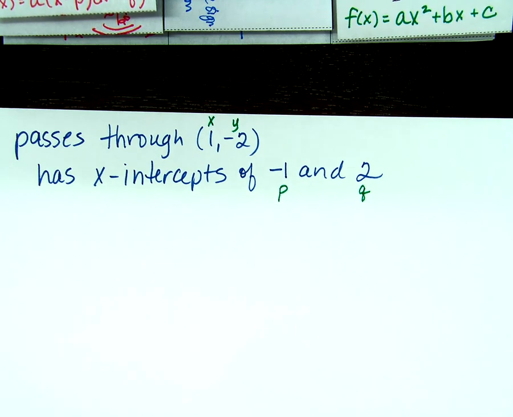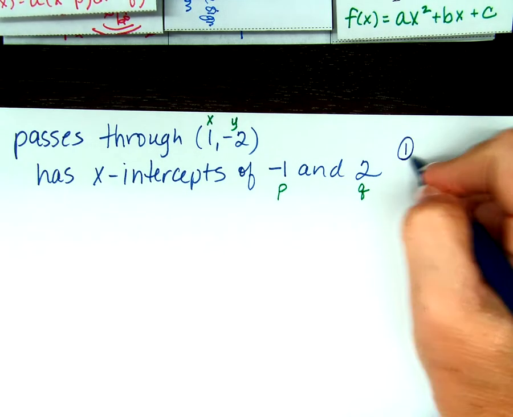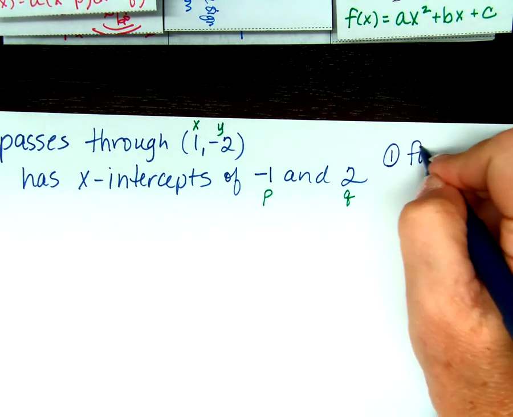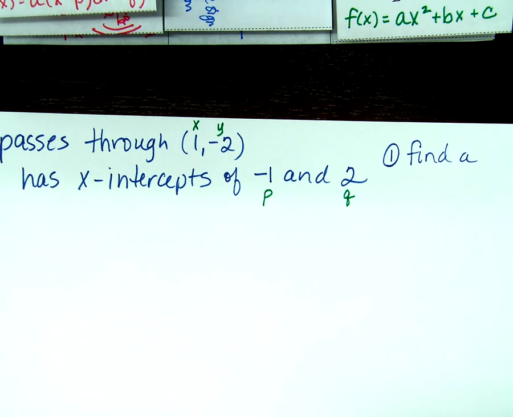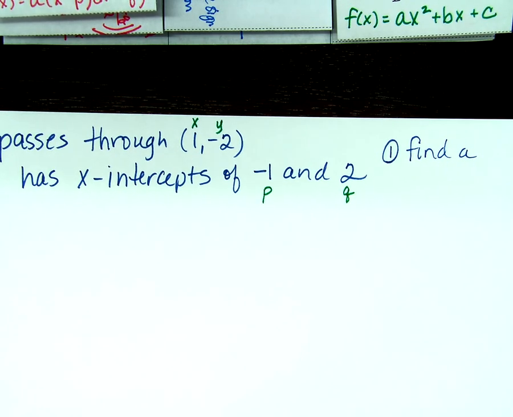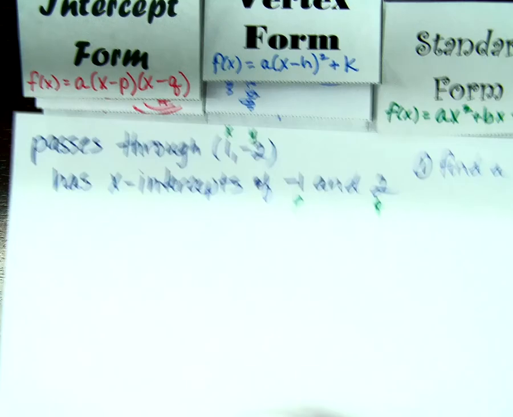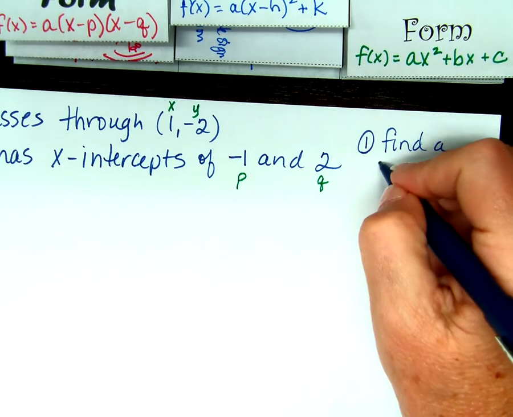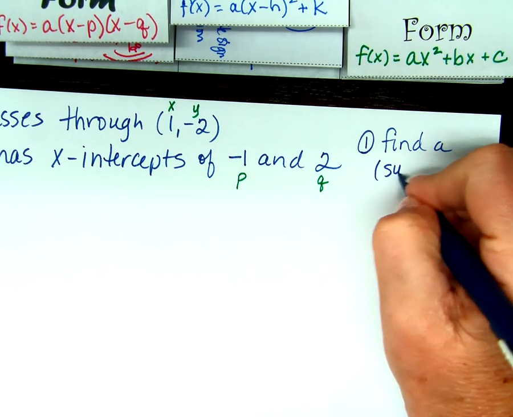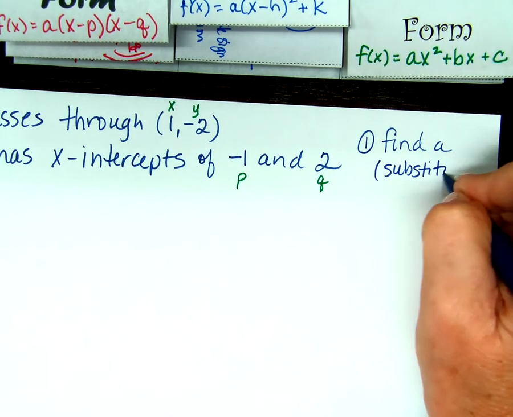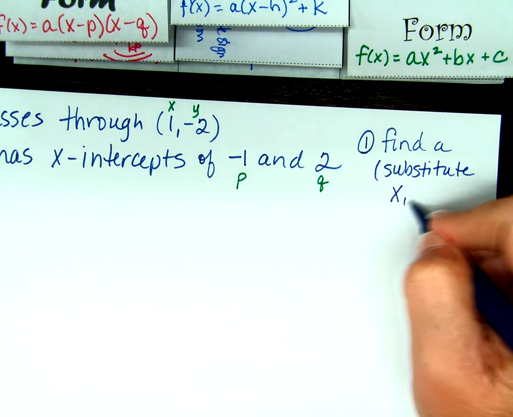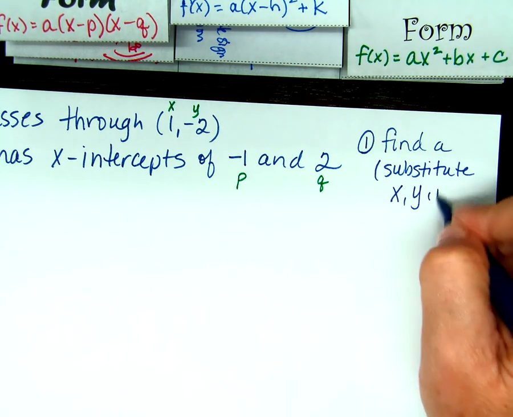So are our steps going to be similar this time to the last two kinds of problems? Our first step is to find a. I still need an a in this form, don't I? So my first step is to find a. How am I going to find a? Excellent. Substitute x, y, p, and q.